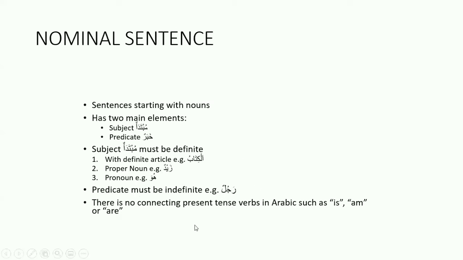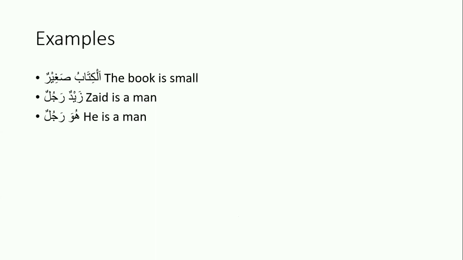There is no joining present tense verb in Arabic as opposed to English. In English we have is, am, or are. In Arabic there are no such joining present tense verbs. So is, am, or are is implied. Now to illustrate, I've given three examples.